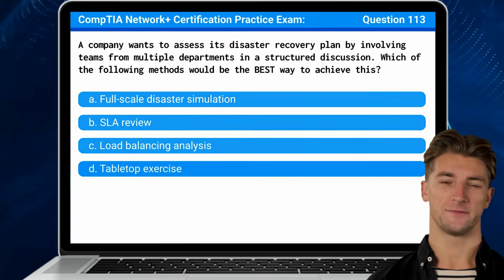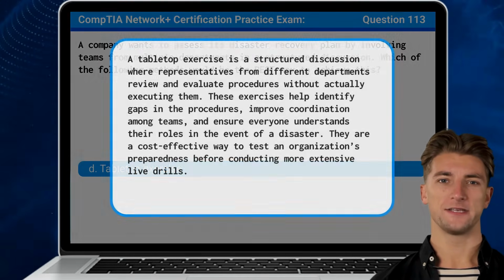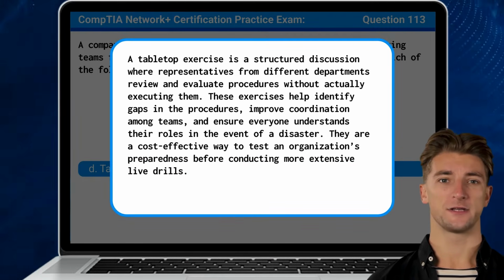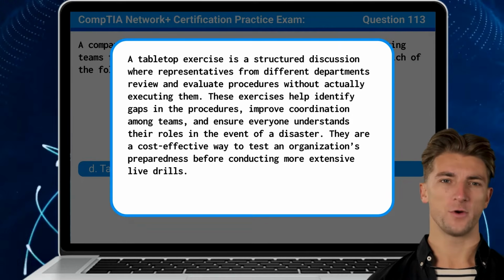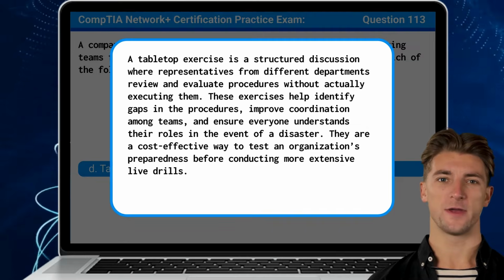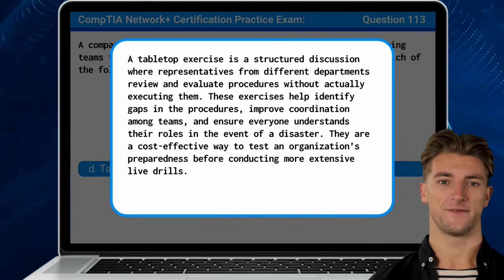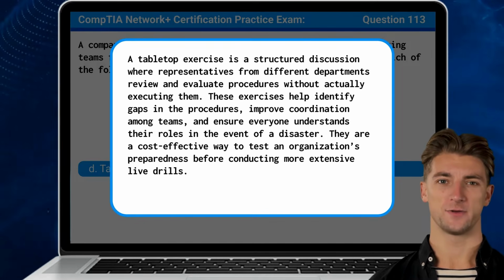The answer is D. Tabletop exercise. A tabletop exercise is a structured discussion where representatives from different departments review and evaluate procedures without actually executing them. These exercises help identify gaps in the procedures, improve coordination among teams, and ensure everyone understands their roles in the event of a disaster. They are a cost-effective way to test an organization's preparedness before conducting more extensive live drills.